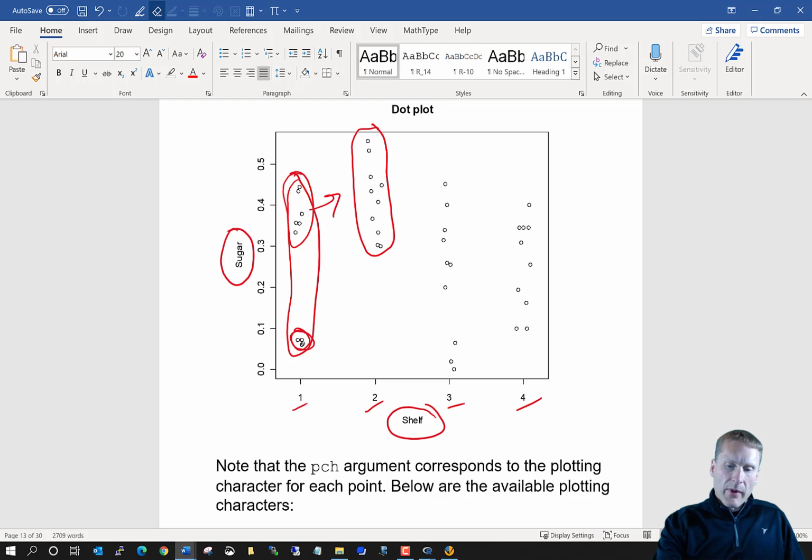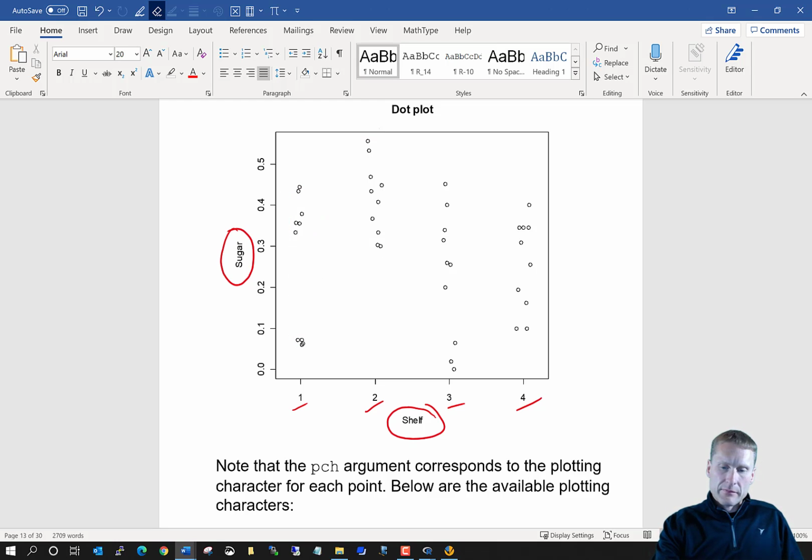Now let me do some erasing here. And lastly, I just want to point out, just to make sure, that you see this. Let me get to my data here.